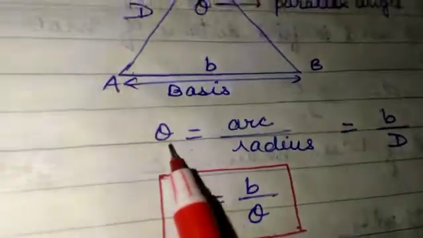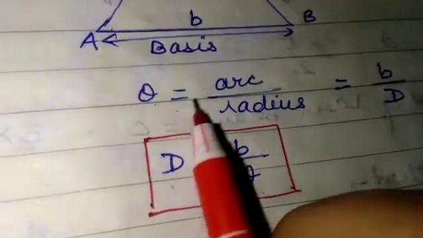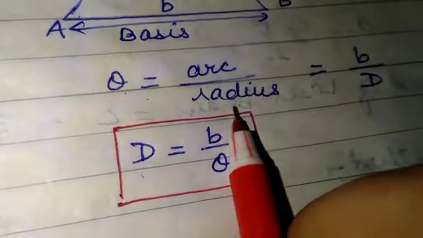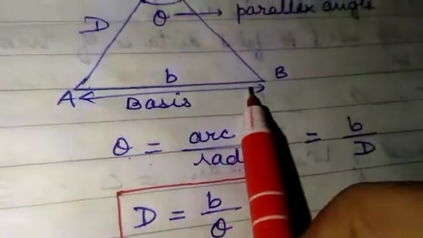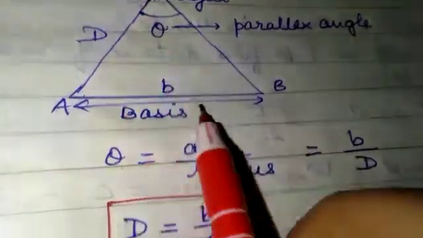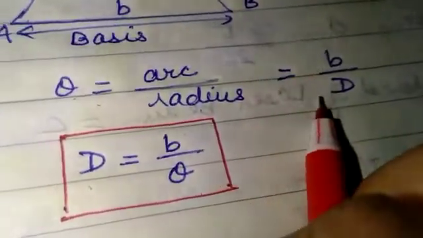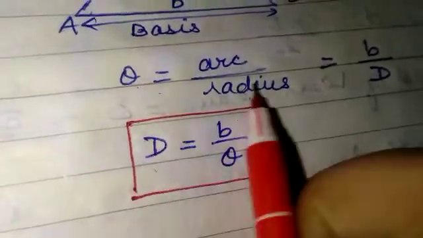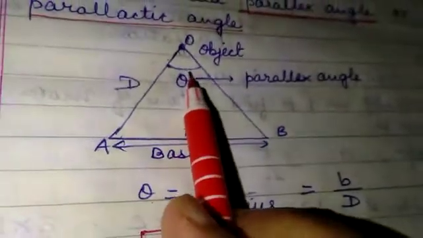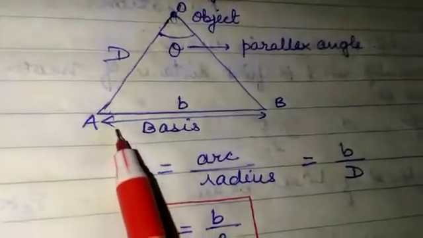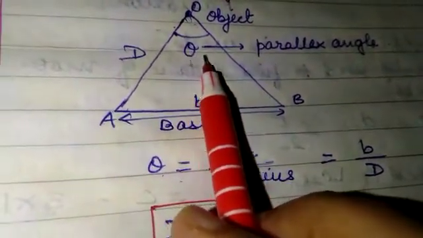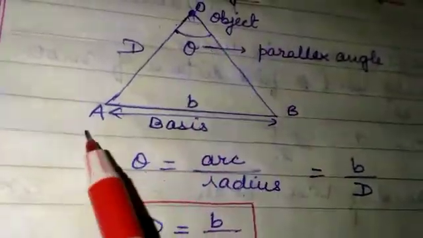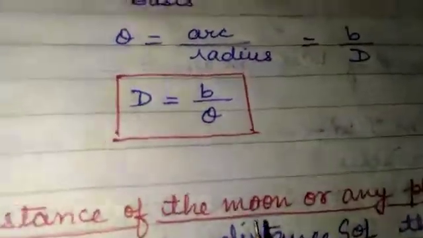We know that angle is equal to arc upon radius, so theta is equal to arc upon radius. We'll put the value of arc and radius. Here arc is B and radius is D, so theta is equal to B upon D. So from here D is equal to B upon theta. By this we can calculate the distance of the object from the point of observation when we calculate the parallactic angle. So by measuring the parallactic angle we can find the distance. So this method is used.